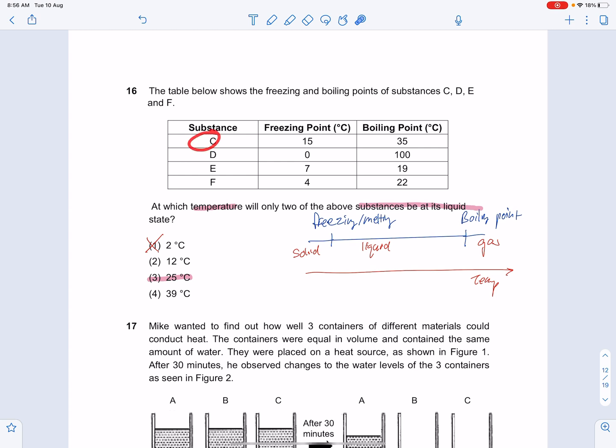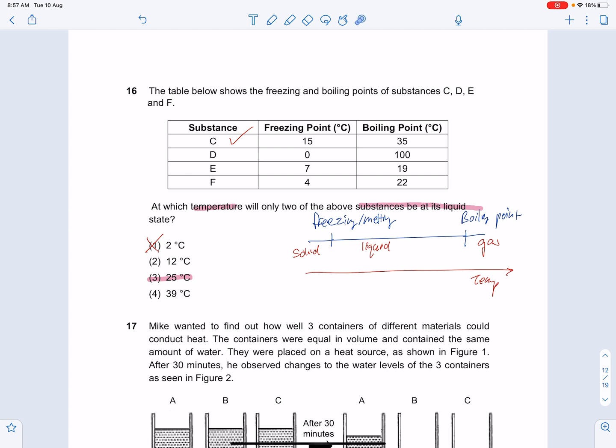Now for C, the freezing point is at 15. So at 25, it's somewhere here. So it's actually after its melting or freezing point, so it becomes a liquid. And its boiling point is only at 35. So at 25, I have not reached my boiling point yet. So therefore, yes, it's going to be a liquid.